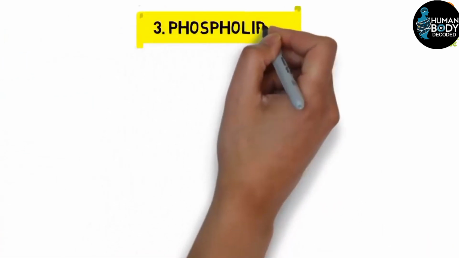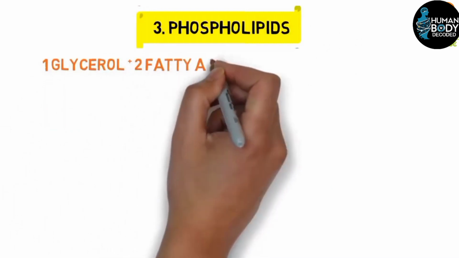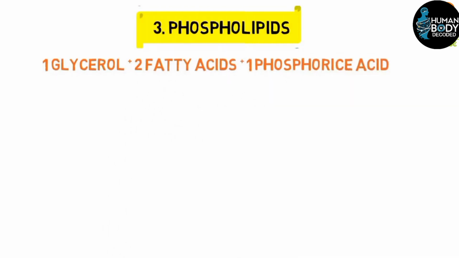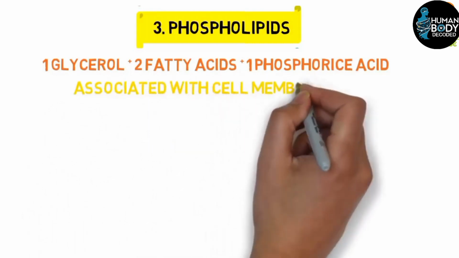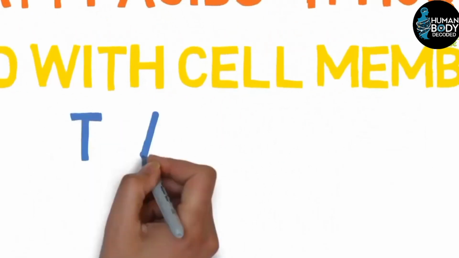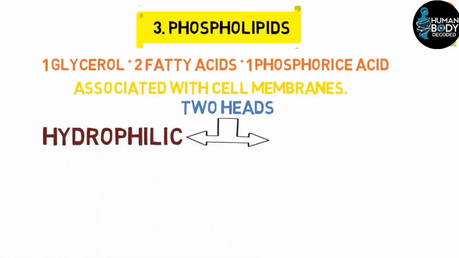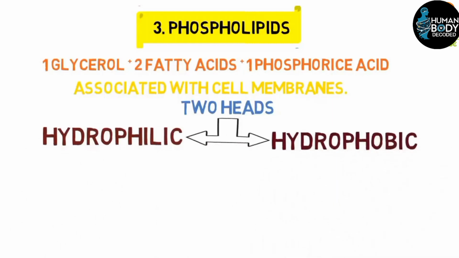Let's move on to the third type of classification, phospholipids. Phospholipids are composed of one acylglycerol, 2 fatty acids, and 1 phosphoric acid, which together form a phospholipid molecule. As I've mentioned before, the cell membrane is composed of phospholipids and proteins. Phospholipids have 2 sides or heads. One is called hydrophilic, while the other, referred to as the tail, is hydrophobic. Now, you might be thinking, what is hydrophilic and hydrophobic? Don't worry, I am here to help you understand both of these terms.